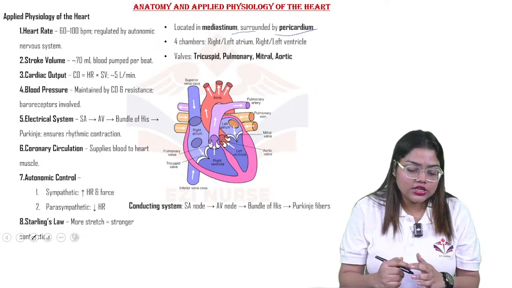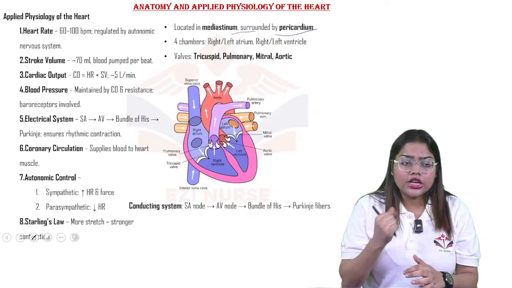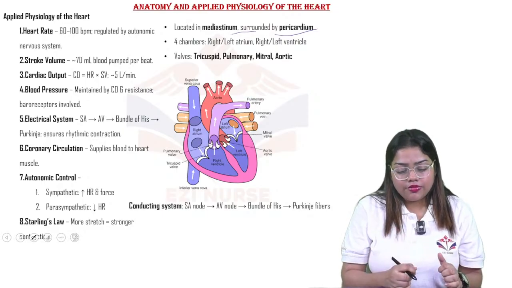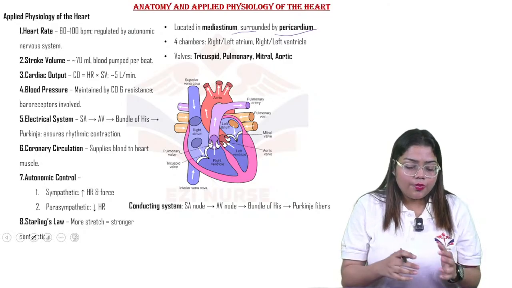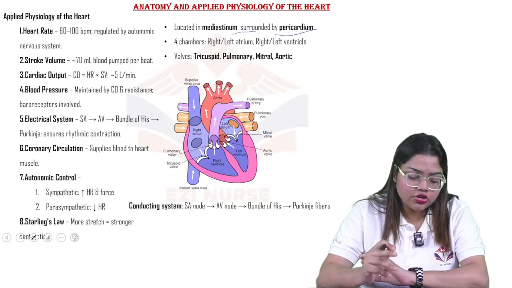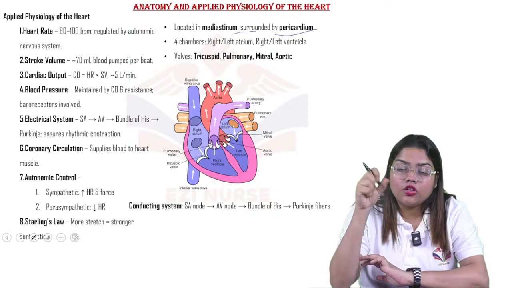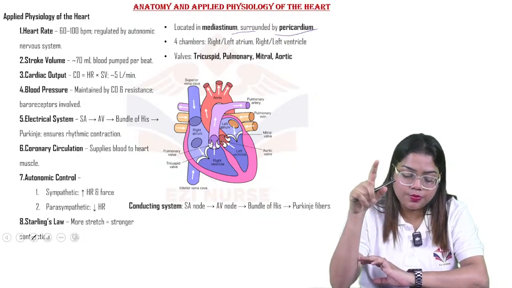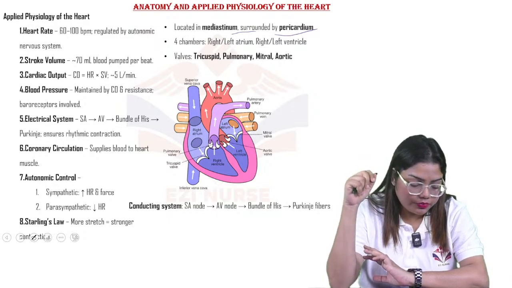The electrical system: the electrical impulse will travel from the SA node to the AV node, from the AV node to the bundle of His, and from the bundle of His to the Purkinje fibers, which ensures the rhythmic contraction and expansion of the heart. Then coronary circulation, which supplies blood to the heart muscle, and also in the diaphragm.